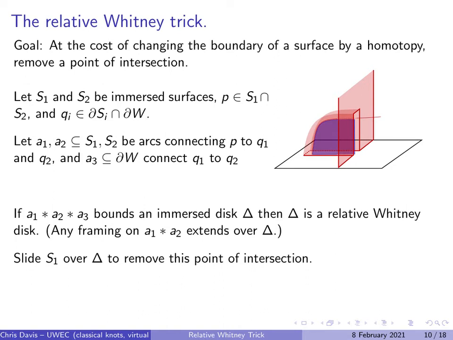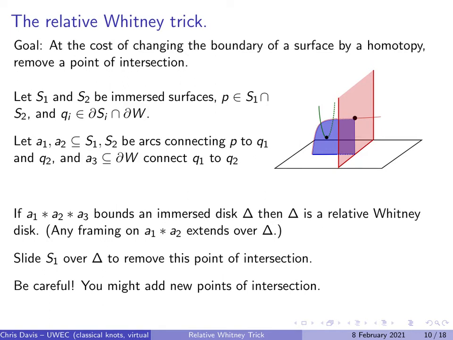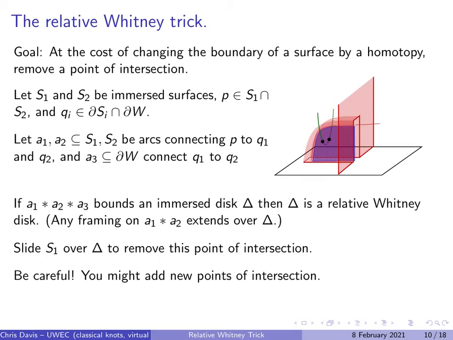You can take 2 parallel copies of that immersed disk and use those 2 copies to push S1 over the disk to get rid of this 1 point of intersection. So there used to be a point of intersection here at P. Now I've changed S1. That point of intersection no longer exists. There's the same danger as there were before. You might introduce new points of intersection if something intersects that relative Whitney disk, say maybe S2 did. Then when you do this move, you'll increase the number of intersections between S1 and whatever that new other surface was. So you need to be careful when you do the relative Whitney trick, just as you did when you used the Whitney trick.